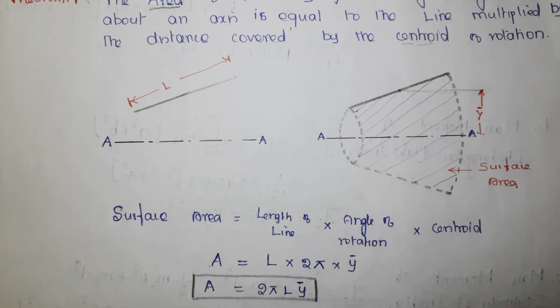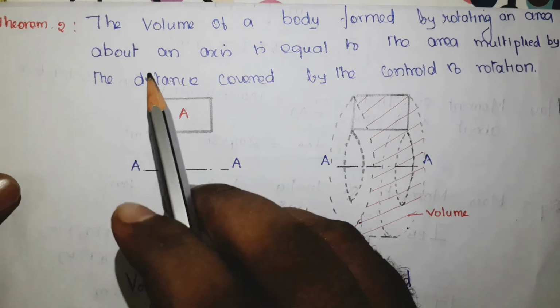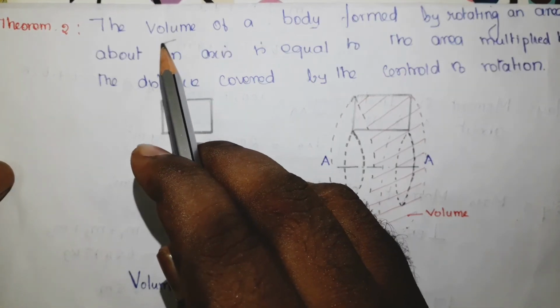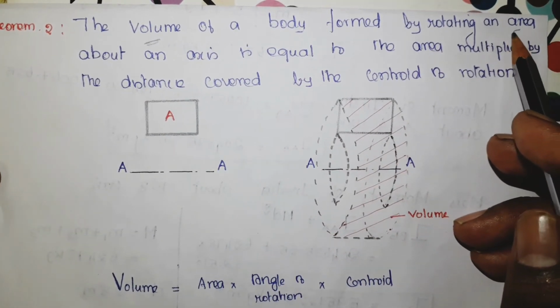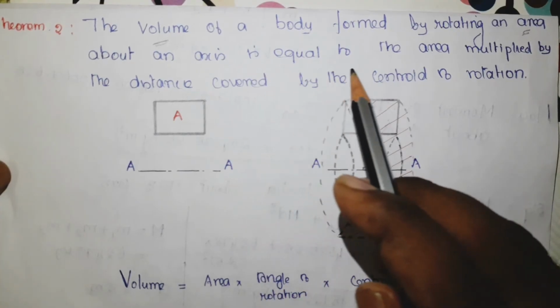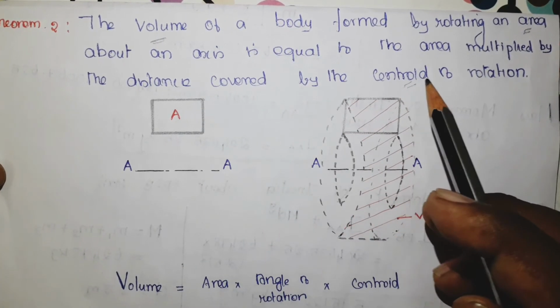Now let us go to the second theorem. So this is theorem 2. Now let us go to the definition. The volume, just note this keyword, volume of a body formed by rotating an area about an axis is equal to the area multiplied by the distance covered by the centroid of the rotation.